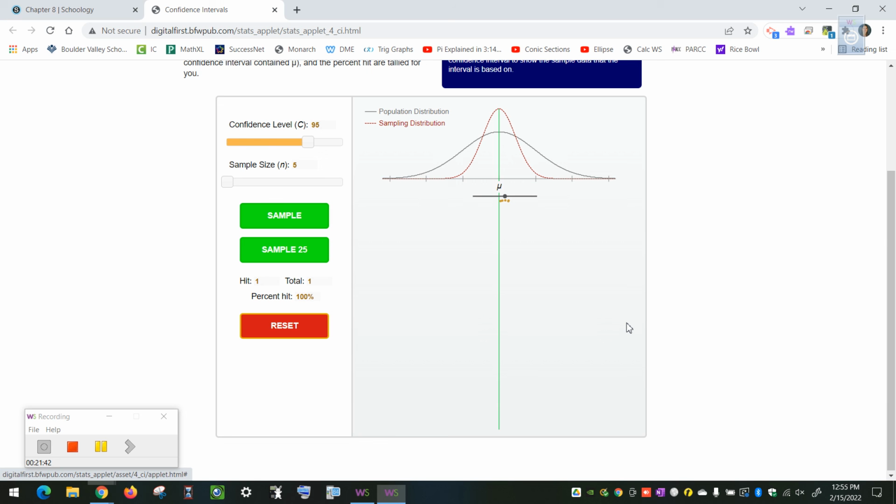Okay, so we're going to actually repeat this process 10 times. So we're going to continue hitting sample 9 more times. And we're going to sketch what you see off to the right in this little open space here. And then we're going to answer the question, how many of the intervals capture the true mean?